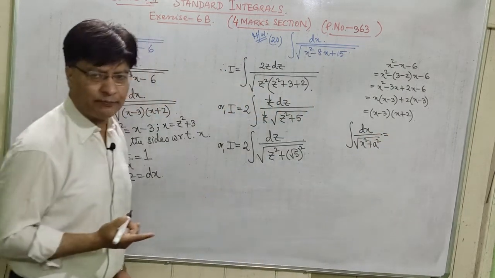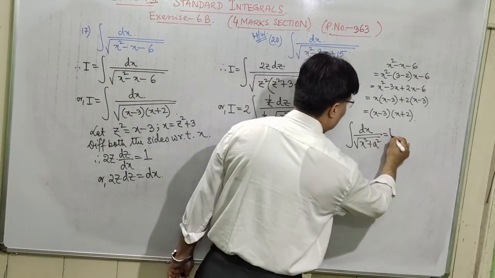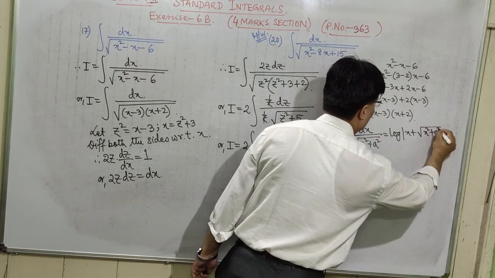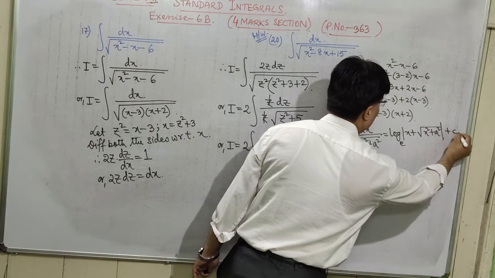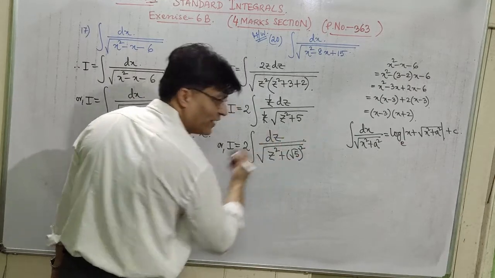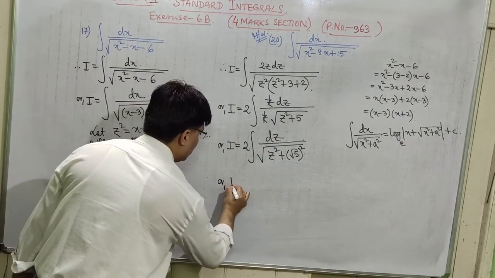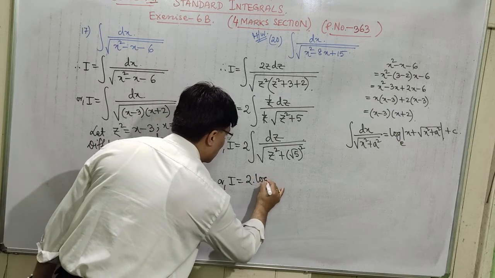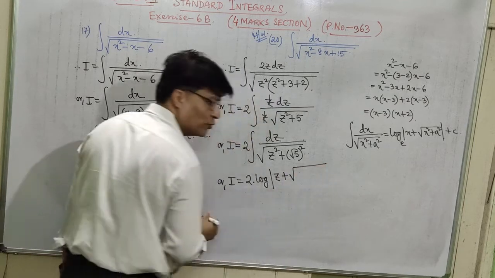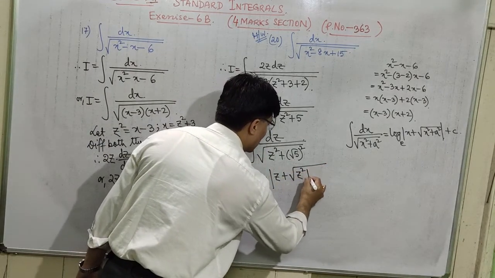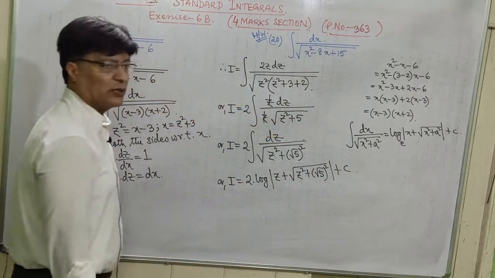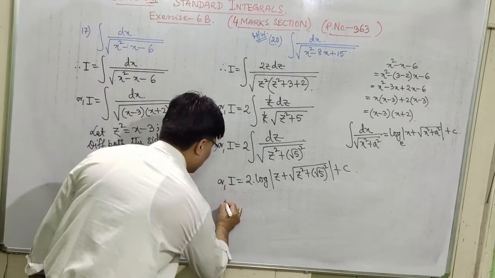which is equal to, what is the formula? This is the fourth standard integral. It is log within mod x plus root over x square plus a square, mod sign close, the base is e, then plus c. Okay, so here x is z. What is a? Root 5. So let us use the formula. I is equal to 2 into log within mod, what is x here? It is z plus root over z square plus root 5 whole square, mod sign closed, plus c. Now put the value for z.